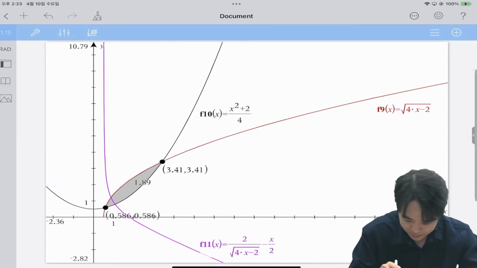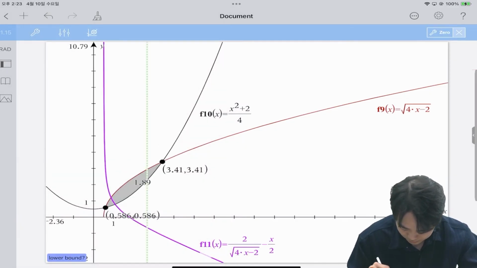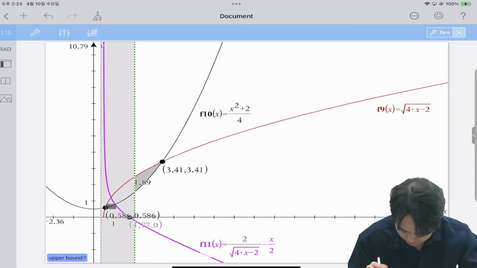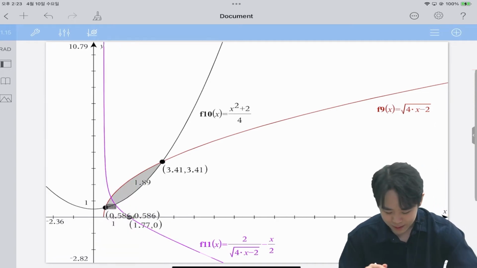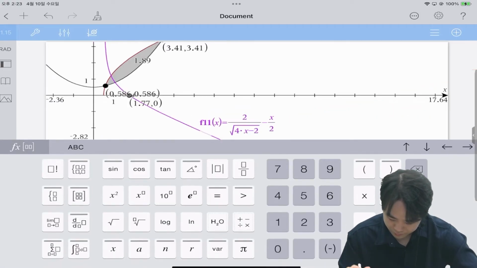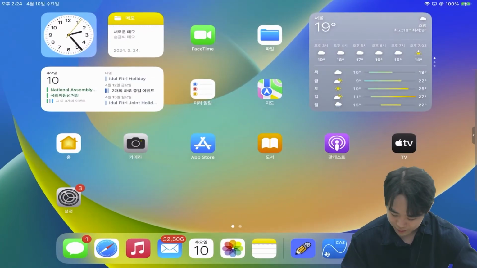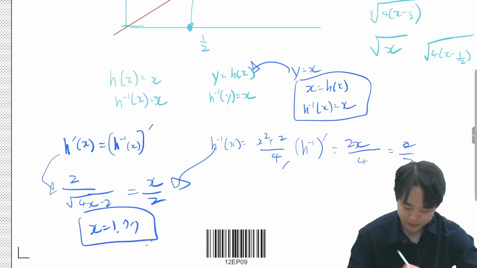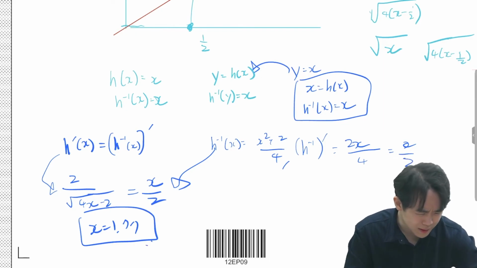So when does this equal 0? The 0 is at 1.77, the 0 of this graph. So when this pink graph is equal to 0, that means these two terms are equal to one another. So that happens when x is 1.77. Okay. Next, let's move on to number 8.